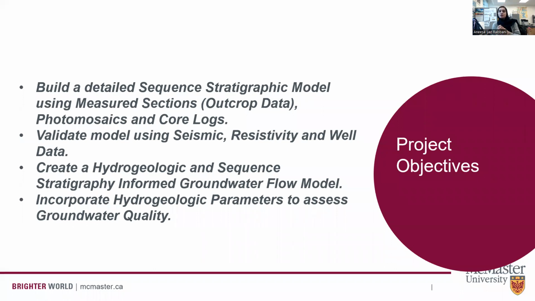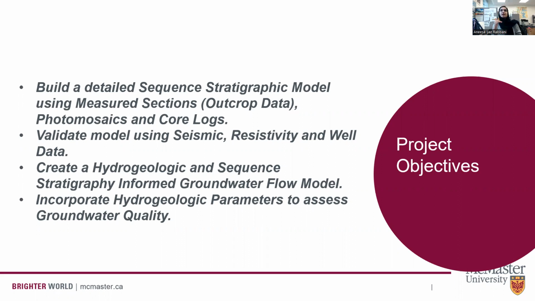So what are our project objectives? Currently, I'm going to highlight the four main ones. First, to build a detailed sequence stratigraphic model using measured sections. These were already done this summer. Second, we need to validate our model using seismic, resistivity, and well data, and this is planned for this summer. Then we need to create a hydrogeological and sequence stratigraphic model, basically an informed groundwater flow model. This would incorporate our hydrogeological parameters to assess groundwater quality.